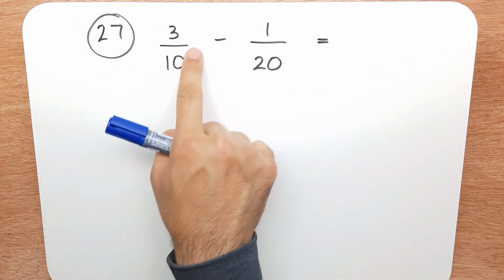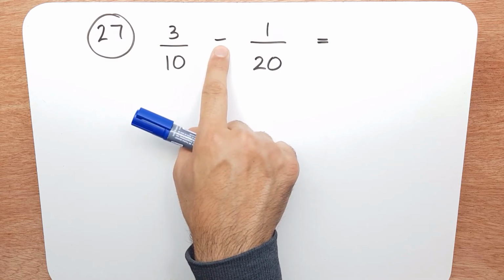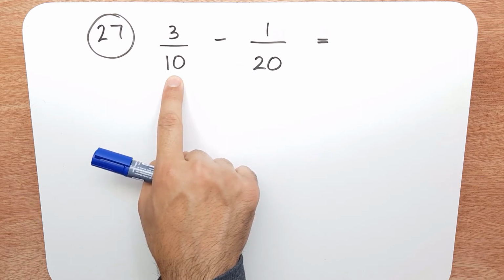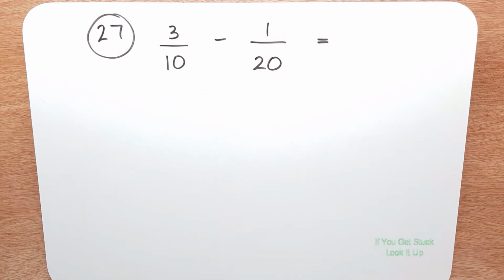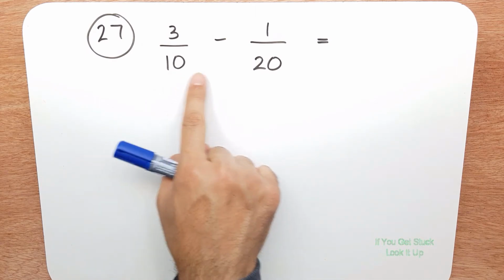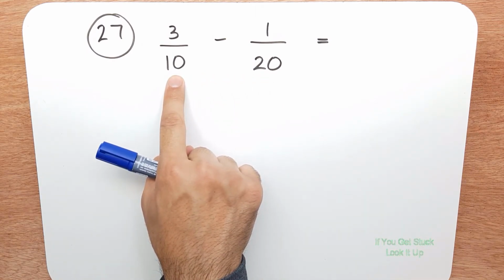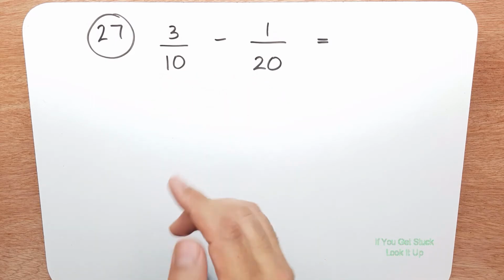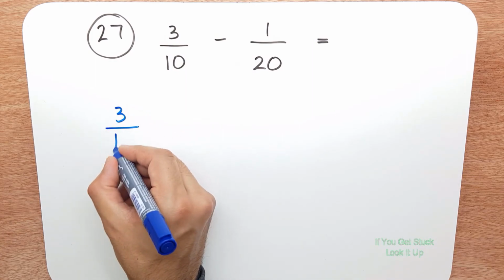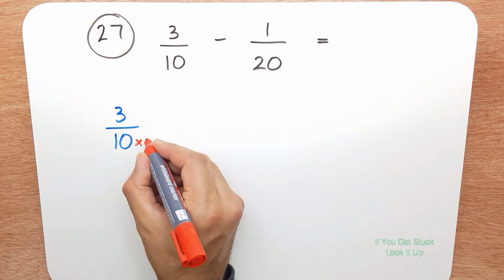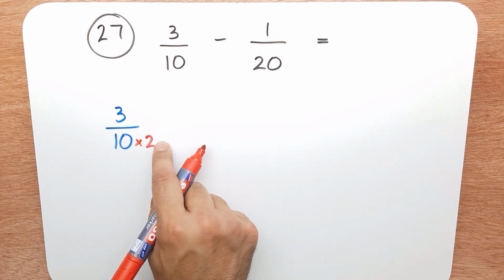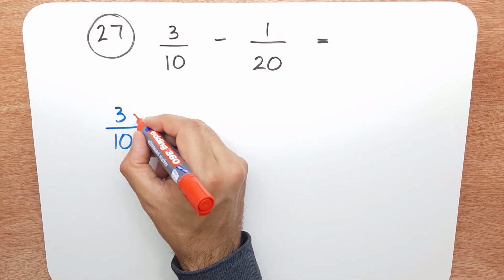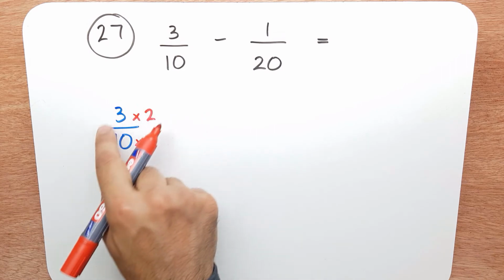Question 27 is 3/10 take away 1/20. Now if you notice here, the denominators are different. So now we need to find a way of making these two the same, and straight away I can see if I multiply the 10 by 2, I'll get a 20. So let's start here. 3 over 10. I'll multiply the denominator by 2, the bottom number by 2, and whatever I do to the bottom number, I have to do to the top number, or the numerator.